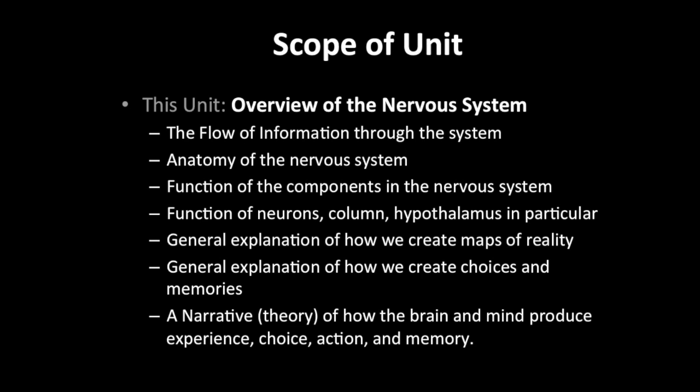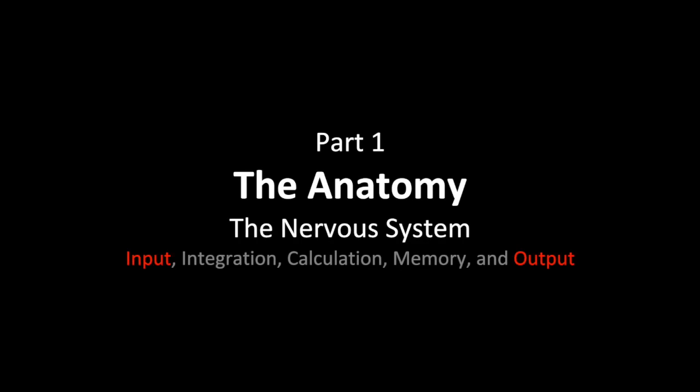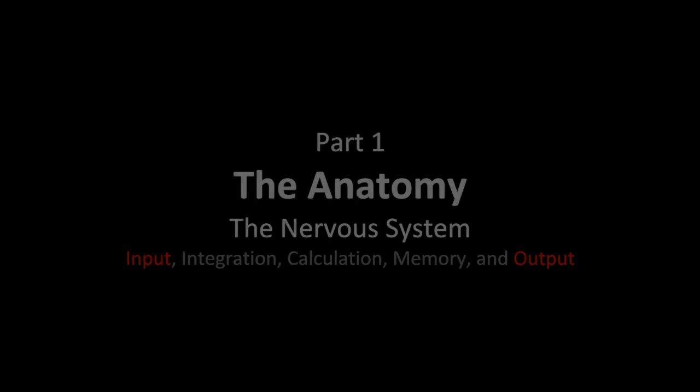And I'm going to talk about how we create maps of reality with those underlying functions, and then a general explanation of how we make choices and produce memories. And at the end, hopefully, we'll have the narrative or theory of how the brain and mind produce experience, action, and memory. This is part one, the anatomy of the nervous system, which will cover input, integration, calculation, memory, and output.